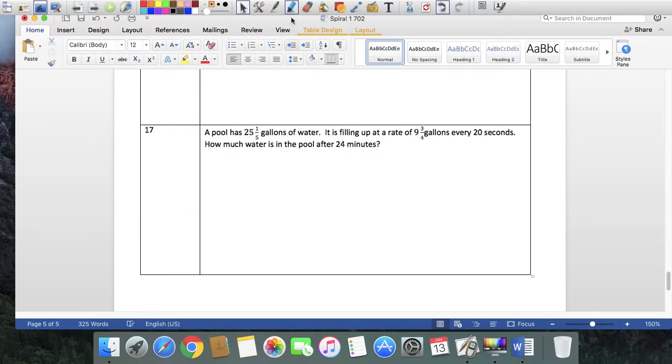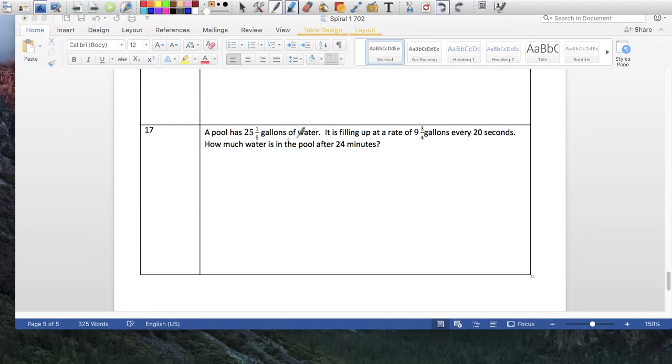A pool of water has 25 and 1/5 gallons. It's filling up at a rate of 9 3/4 gallons every 20 seconds. After 24 minutes, how full will it be?